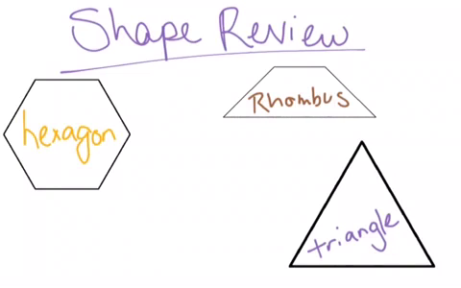Just before we begin, I want to review some of the shapes that we learned about at the beginning of the year. Obviously you know what a triangle is. We're also going to be referring to a hexagon for this activity and also a rhombus. And the rhombus, you'll see in the video, I have two different types of rhombuses that we will be referring to.